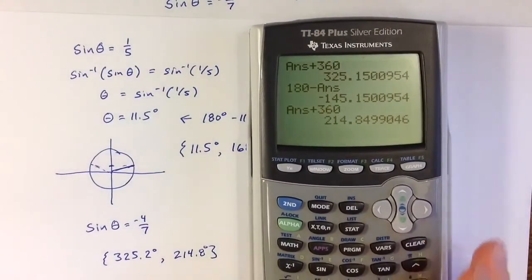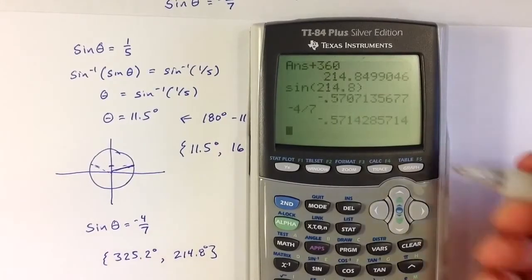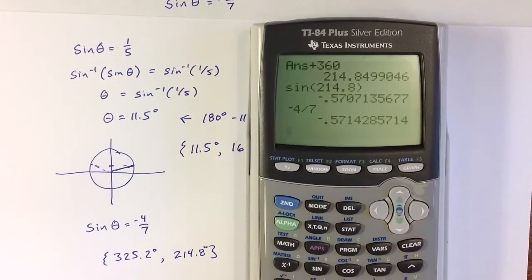And it is always nice to have a way to check our work. And so if I take sine of 214.8, enter that in the calculator, I get -0.57, which seems a little awkward, but that's the same as -4 divided by 7, or it's at least close to. There's a little bit of a rounding issue, but it's close.